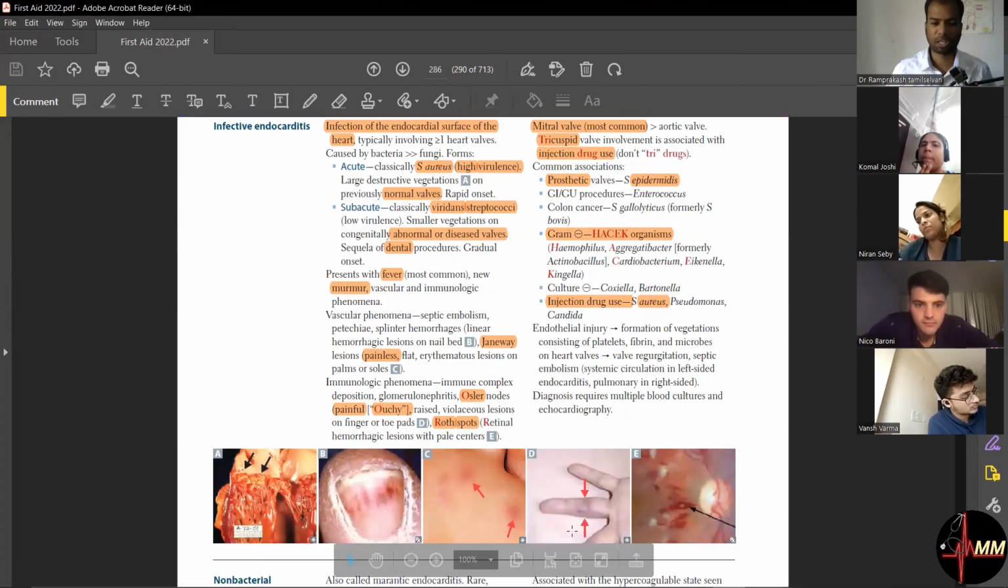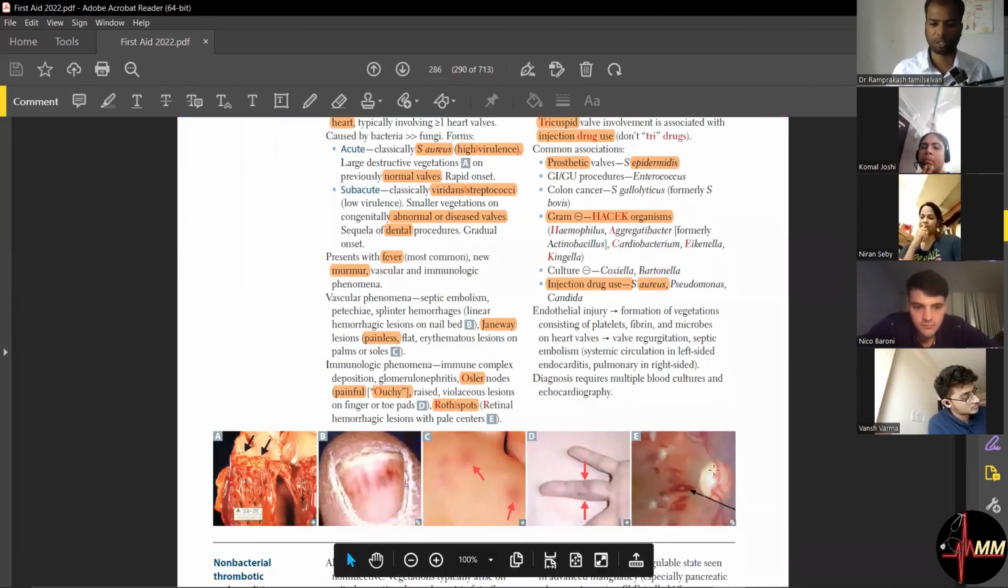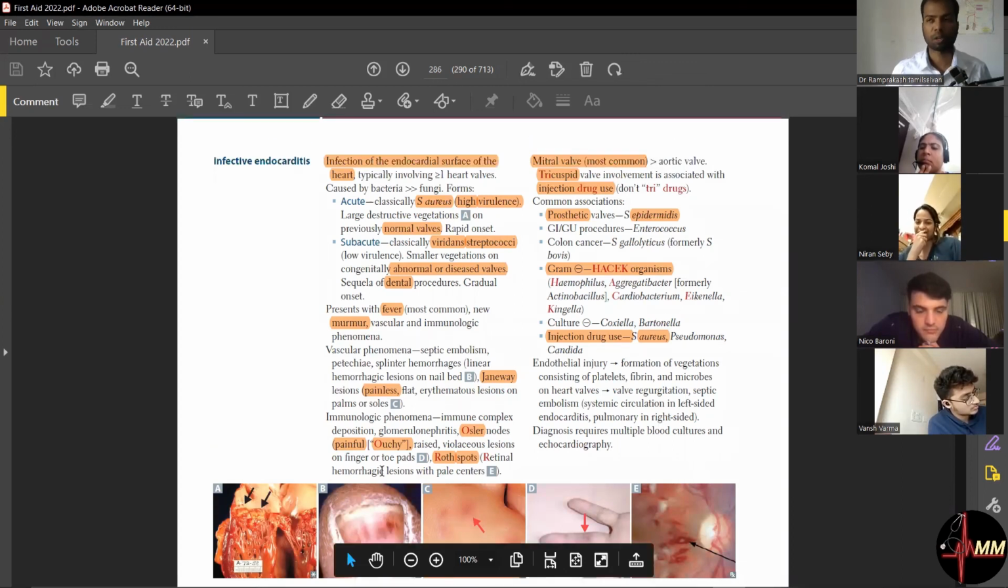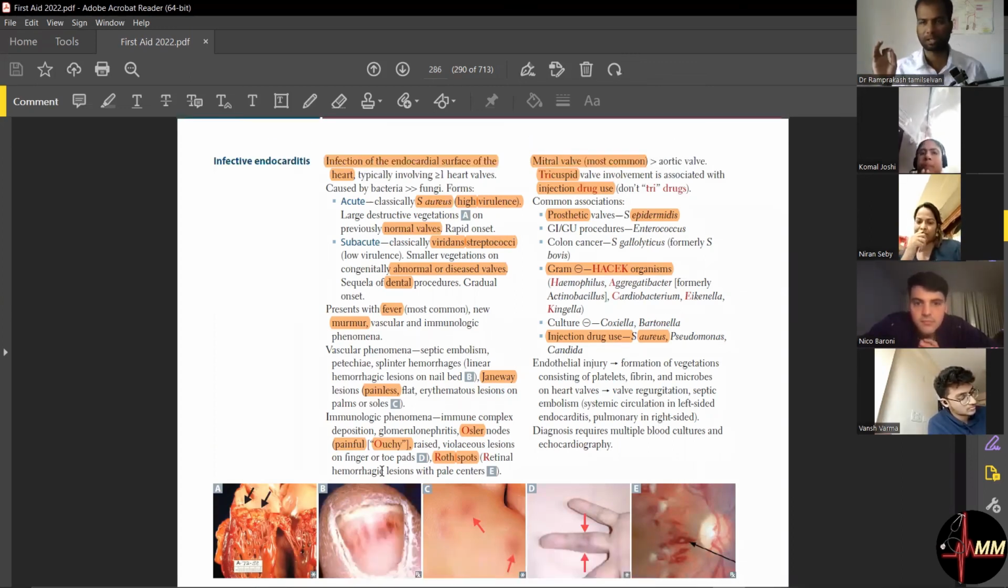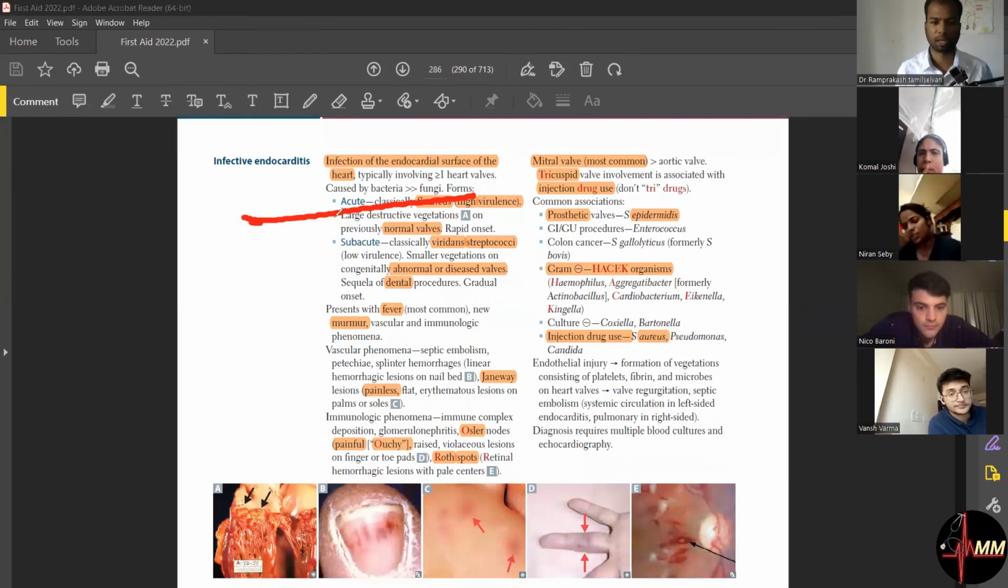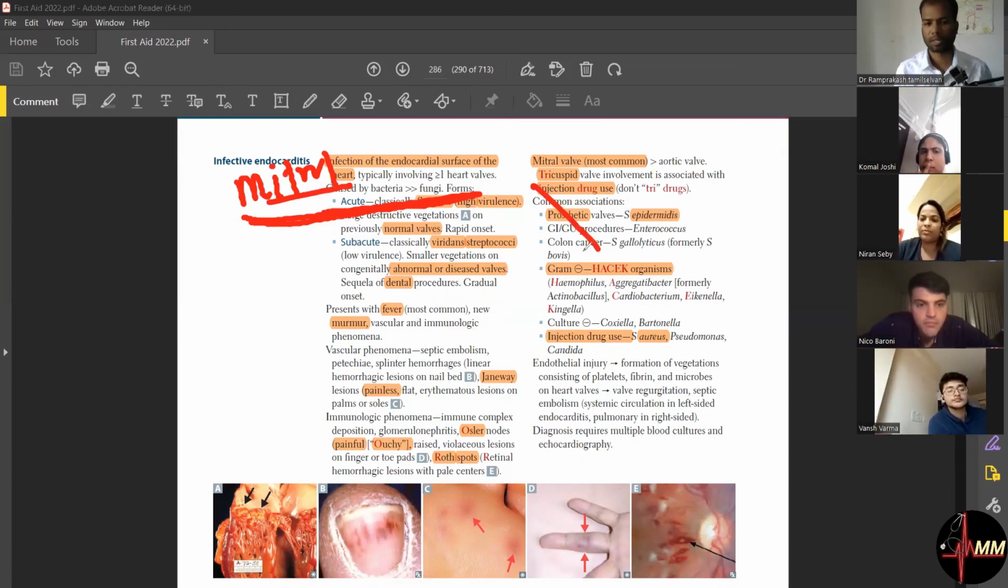And then see, all the images are super high yield: Roth spots, Janeway lesions, Osler nodes and the splinter hemorrhages. And one more important part: remember, in the examination they can ask you about Libman-Sacks endocarditis. For example, this is the heart, and I'm considering this as a mitral valve. This mitral valve opens in this direction.